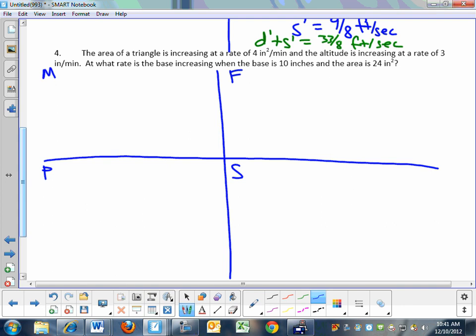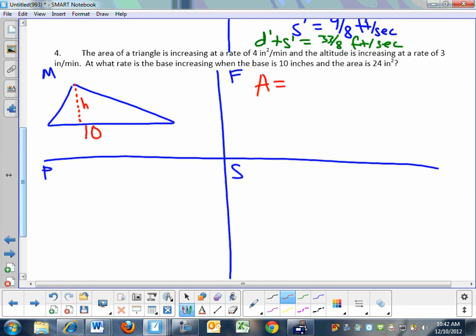What should I draw? Now what should I draw? Okay, I've got a height. What else should I draw? The base is 10. Write an expression for the area.